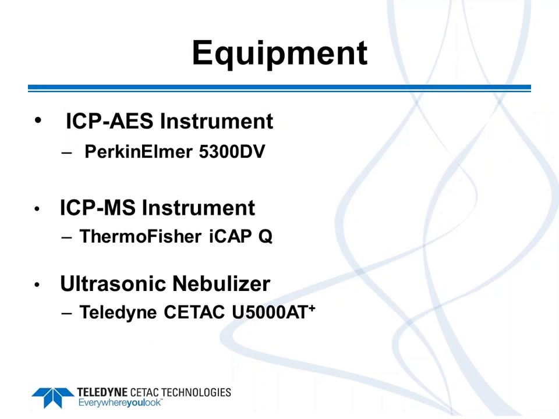So the equipment that we used in this study included both an ICP-AES and an ICP-MS and an ultrasonic nebulizer. The ICP emission instrument that was available was the PerkinElmer 5300 DV system. And for an ICP-MS experiment, we had the Thermo Fisher iCAP-Q available. The ultrasonic nebulizer is the Teledyne CETAC U5000 AT+.